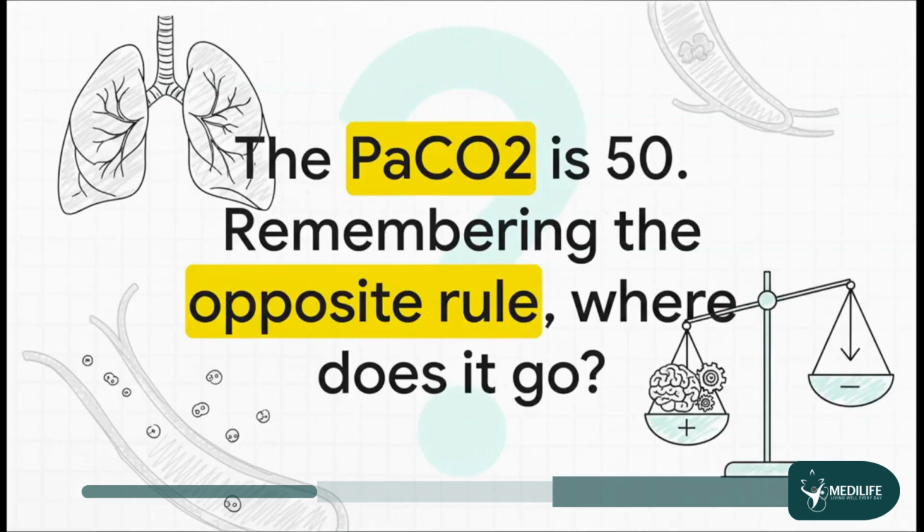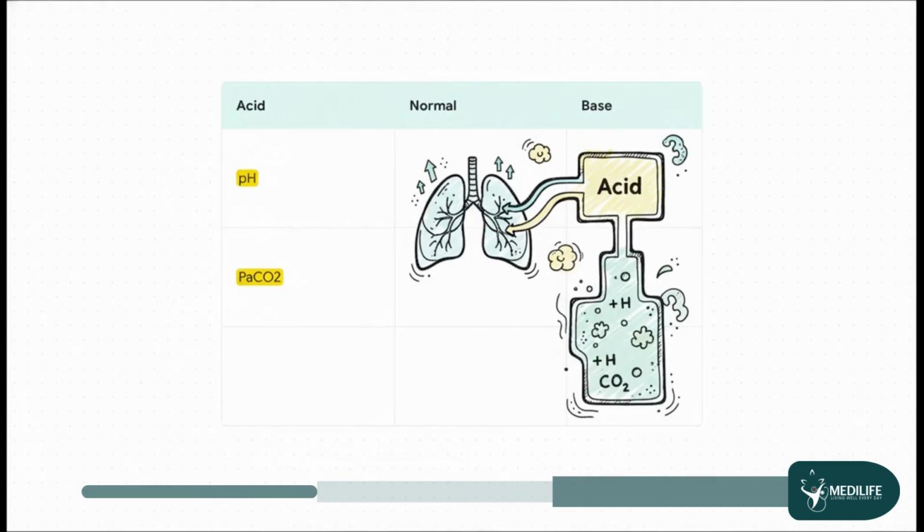Next up, PaCO₂ is at 50. Now, ding, ding, ding. Remember, this is our tricky one. It's the respiratory value with the opposite rule. The normal range is 35 to 45. So where does a value of 50 land? Perfect. This is that opposite rule in action. Because it's respiratory, a high value of 50 actually means it's an acid. So PaCO₂ joins pH in the acid column. And look at that, we're already seeing a pattern emerge.